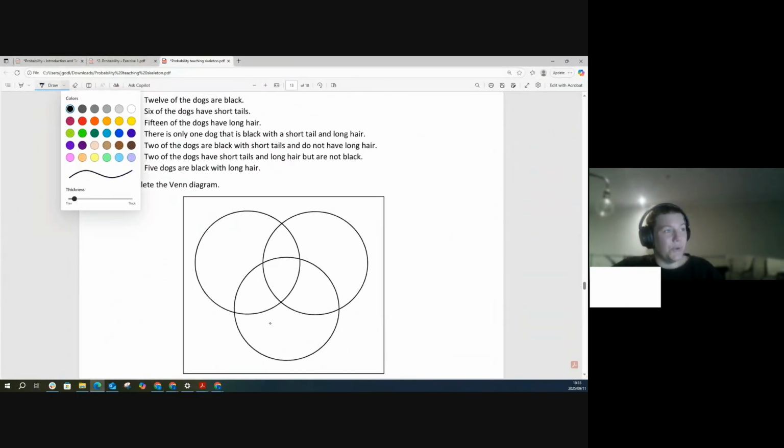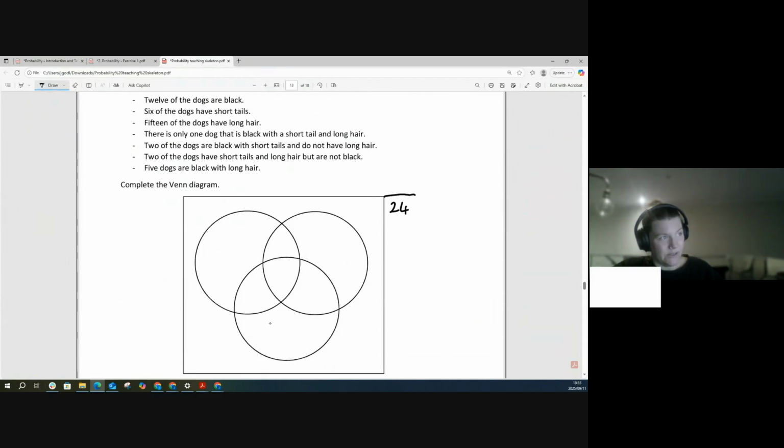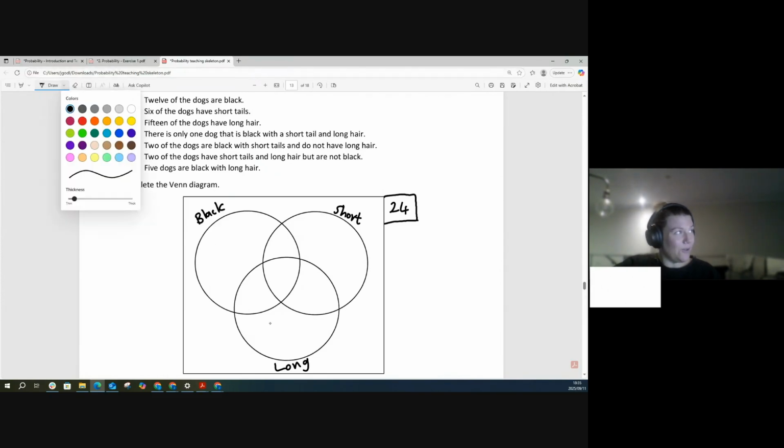There are 24 dogs in total. That's our sample space. We have got black dogs. We have got dogs with short tails. And then we have got dogs with long hair. Those are our 3 circles. Be very careful with the way that these have been worded.